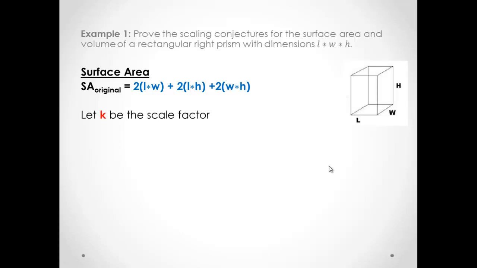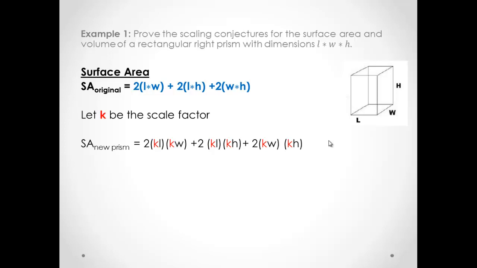What we're going to do now is introduce a scale factor. We could use any letter here. Let's use K. It says let K be the scale factor. So if we are thinking about creating something larger, let's say we just focus on length. If we're going to make this twice as large, that would be our scale factor of 2. This would be 2 times L. This would be 2 times W. This would be 2 times H.